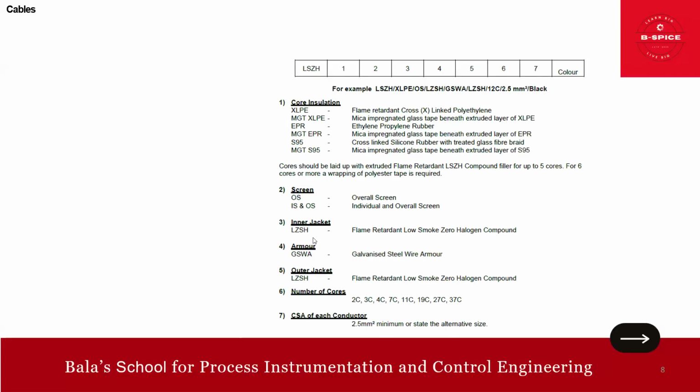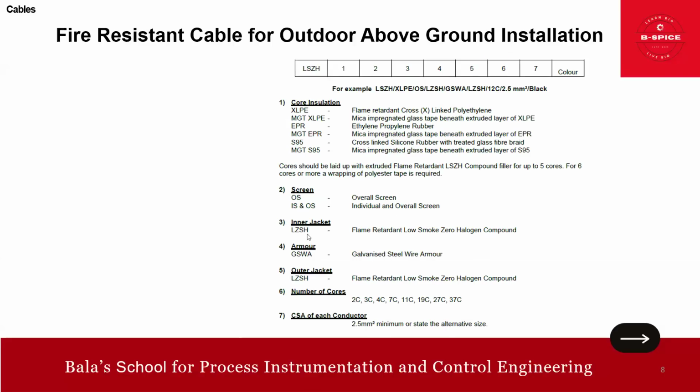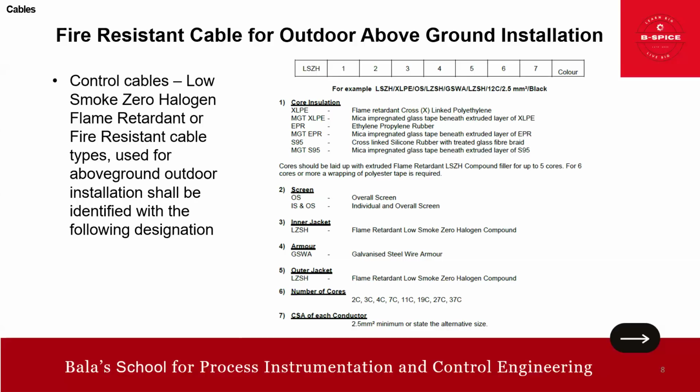Okay, good to go. So far we have talked about flame retardant. Now we talk about the fire resistant cable. In the fire resistant cable, if you talk about this outdoor, this is low smoke, zero halogen, flame retardant or fire resistant. We can have both options. So here, XLPE, flame retardant, crosslinked, is there. And you have MGT, EPR; there's not much difference.